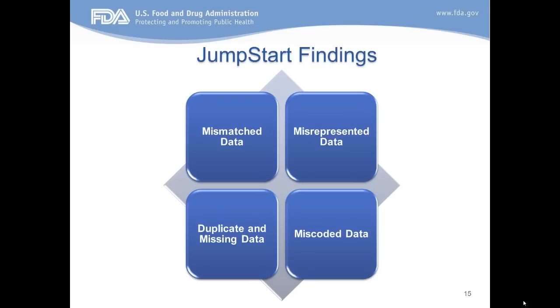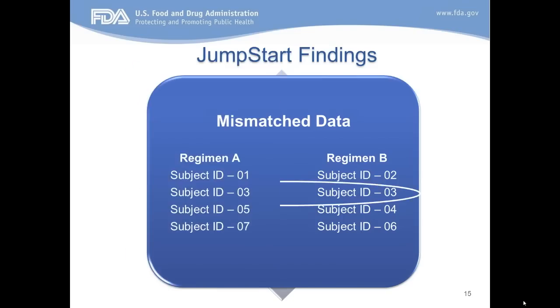I want to give you three quick examples, very simplified, of findings for data fitness. Again, very simplified, because the way that I'm going to show them to you right now, there's a couple of lines, but when you're looking at hundreds and hundreds of lines in the data, this can be very difficult to spot. First, mismatched data. Here we have two arms, two regimens, same subject. Where are they supposed to be, in regimen A or regimen B? This is something that is important to figure out early on.